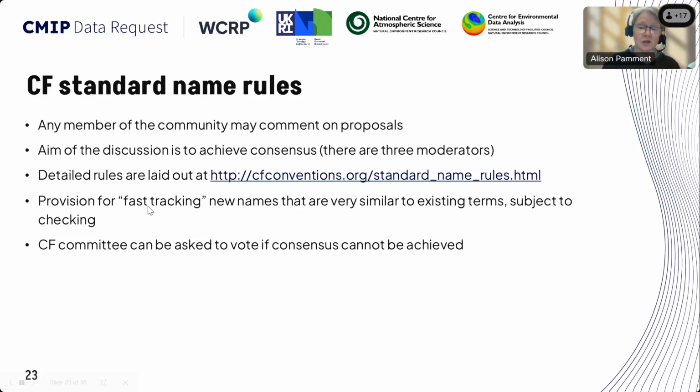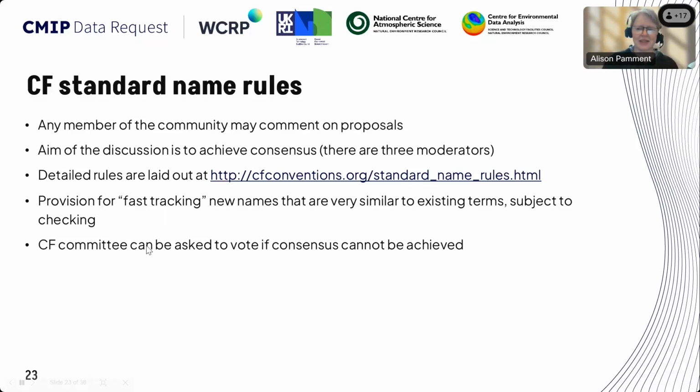We can fast track some standard names if it's something that's very similar to an existing name. So say you've got something which is mass concentration of a new gas that we haven't included before in CF, but otherwise the name is very similar to existing ones, probably just some preliminary checking, and we could accept that one very quickly because there's not likely to be a lot of conversation about it. But for names where we're introducing new terminology, there may have to be more conversation.